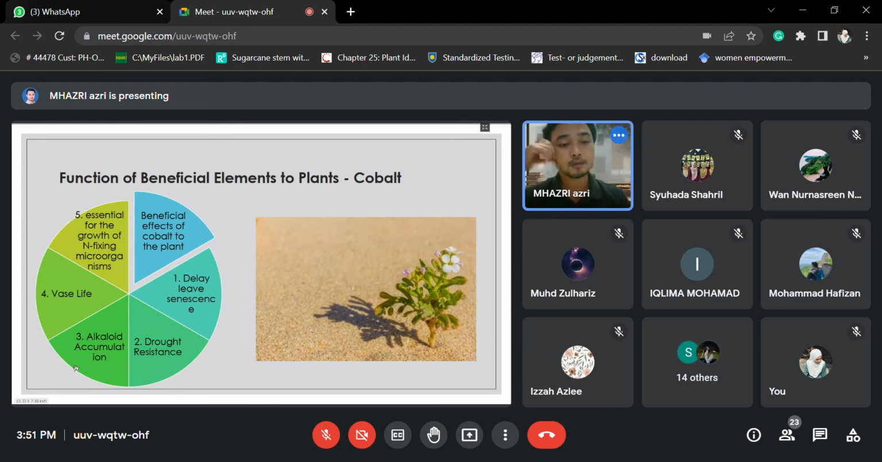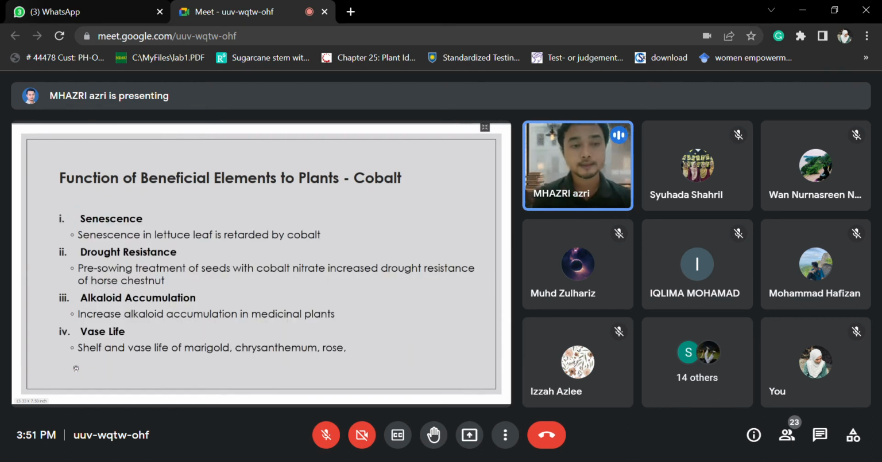Apart from that, cobalt also is essential for leguminous plant, pokok-pokok kacang ataupun pokok-pokok yang boleh establish symbiotic interactions with rhizobiums ataupun nitrogen fixing bacteria. Okay. The senescence in lettuce can be retarded by cobalt.